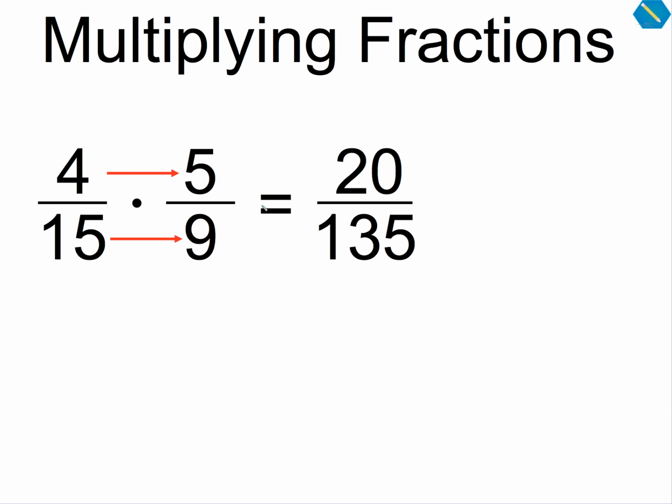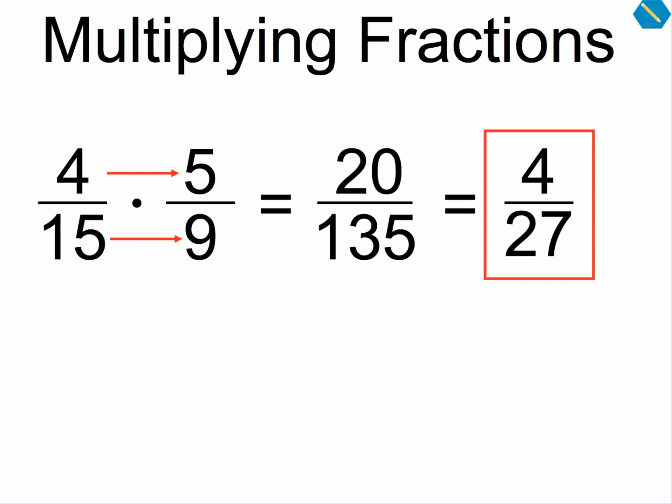Now this is not your final answer yet because we can simplify this fraction. Both of these numbers are divisible by 5. So 20 divided by 5 would be 4, and 135 divided by 5 would be 27. So 4/27 is our final answer.